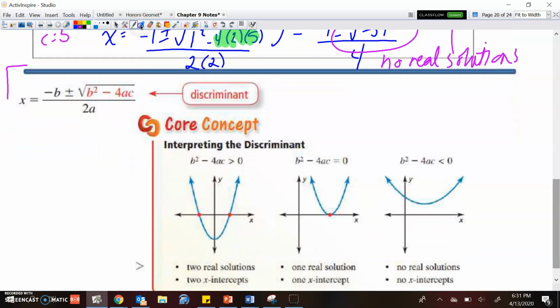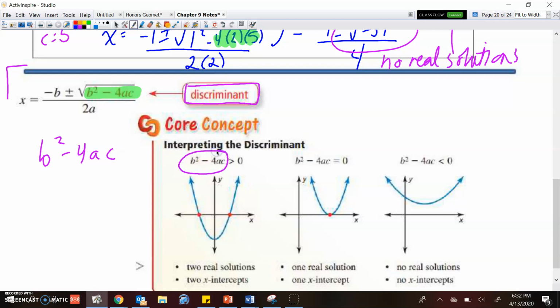So this value underneath here, this b squared minus 4ac, is called something special. It's called a discriminant. Why don't you say that? Discriminant. Yeah, say it again, discriminant. Okay, so that value tells us a lot.